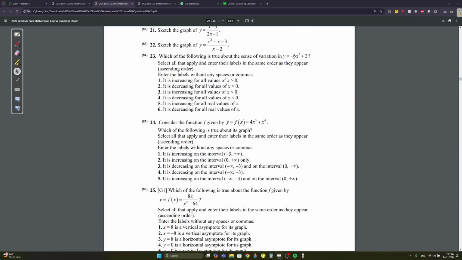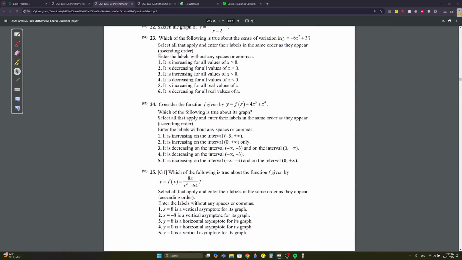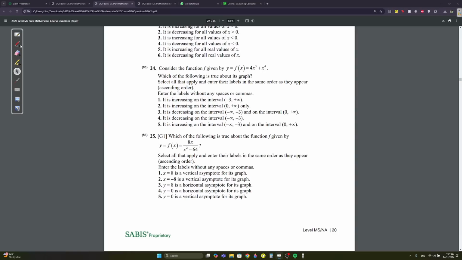Question 24. Obviously, you don't have to do everything I did. I just write the table of variation. The function is 4x cubed plus x to the power 4. When is it increasing and decreasing? So we want to study the behavior. And when we study the behavior, you only look at the highest power, so x to the power 4.